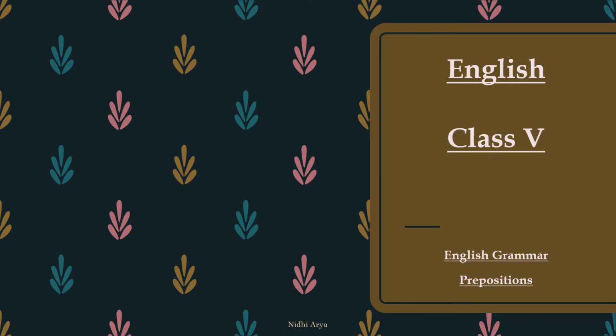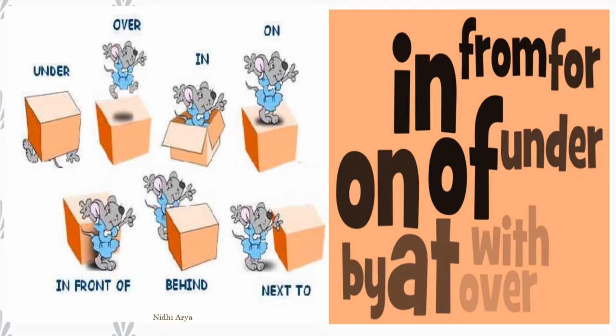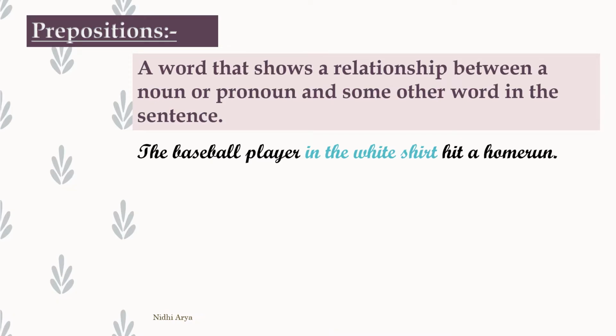Today we are starting off with a new topic in English grammar. It's called prepositions. You must have seen these words in sentences, paragraphs or your stories. These are the words: under, over, in, on, in front of, behind, next to, by, at, from, for, with, over. You must have seen all these words somewhere. So what are these words? These words are called prepositions.